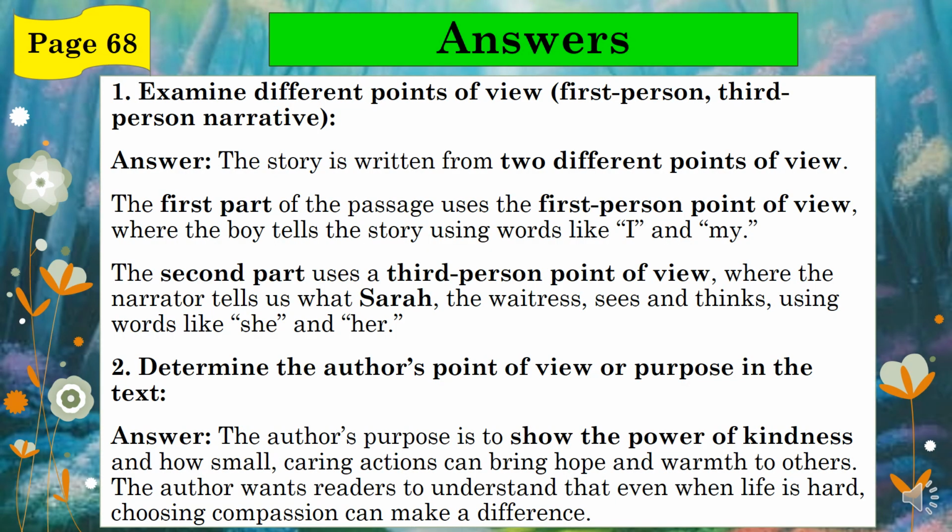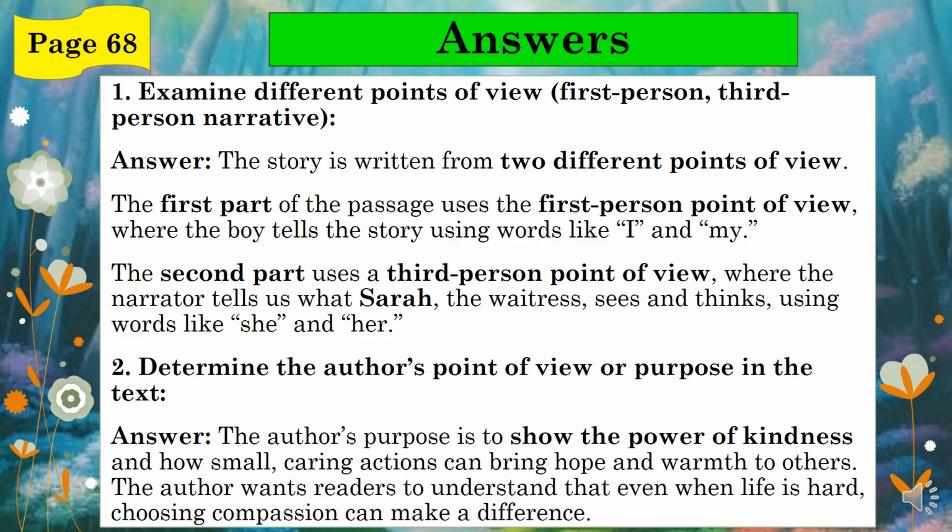Now let's take a closer look at the extended reading on page 68. First, examine different points of view. First person, third person narrative. Answer. The story is written from two different points of view. The first part of the passage uses the first person point of view, where the boy tells the story using words like I and my.